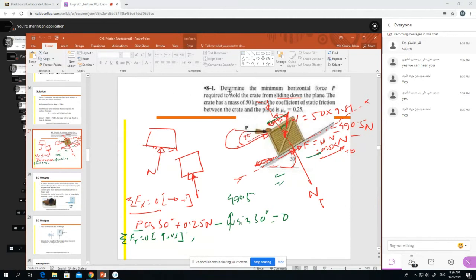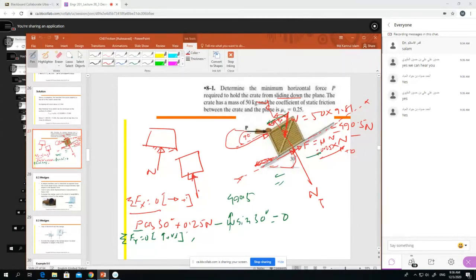So I repeat something. What was the question here? The question is: determine the minimum horizontal force P required to hold the crate from sliding down the plane. This is the crate, right? Here is the plane, and if you do nothing, in the normal case it will slide downside. Now if you want it to be held, you have to put some force there.